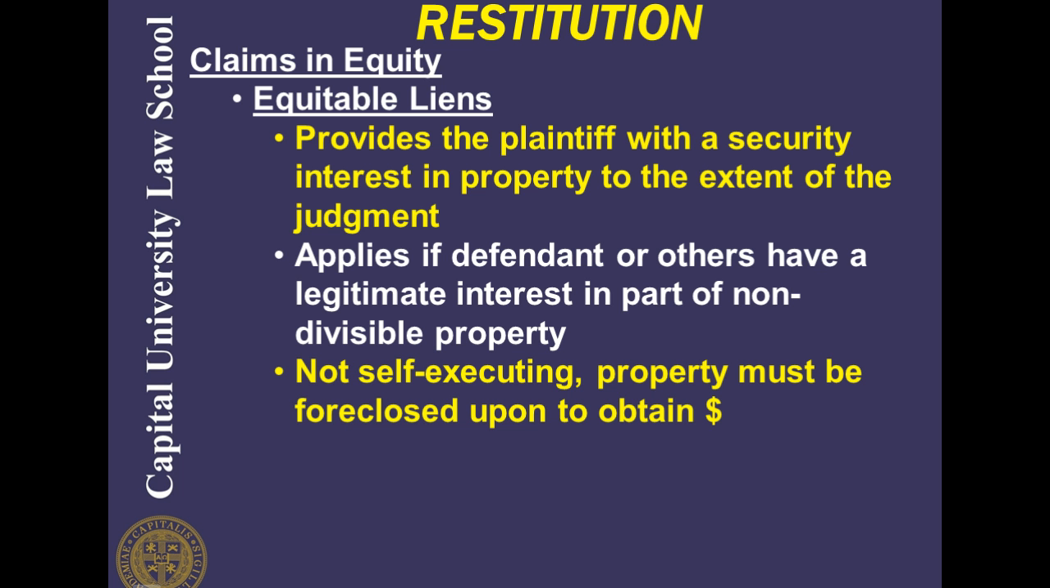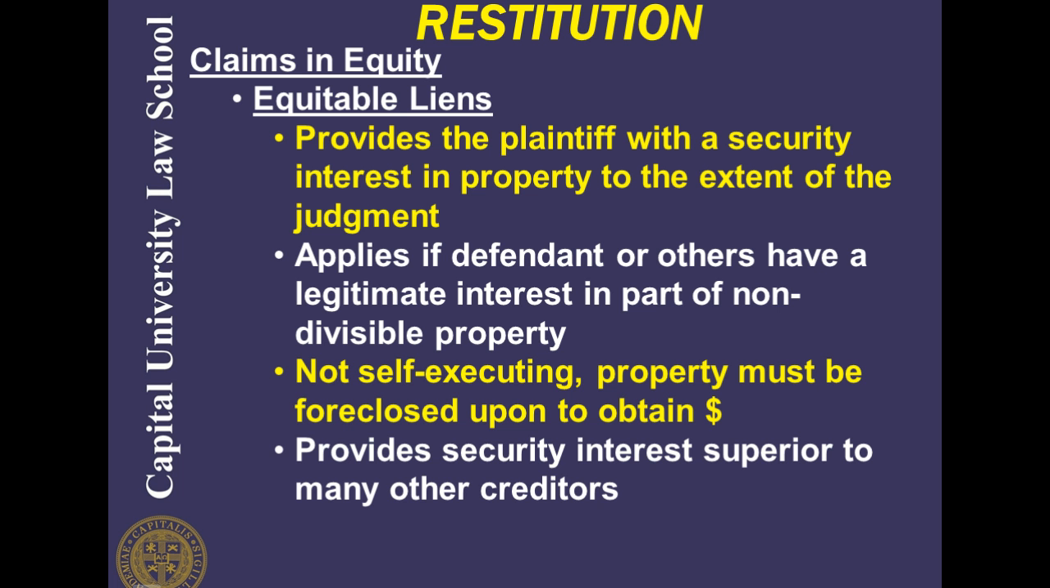An equitable lien is not self-executing. The property must be foreclosed upon to obtain the money. That is, the plaintiff must go back into court and make out an equitable claim in foreclosure in order to obtain their money. So there's another opportunity for a court in this instance to deny relief if the defendant can make out a claim for denying relief.